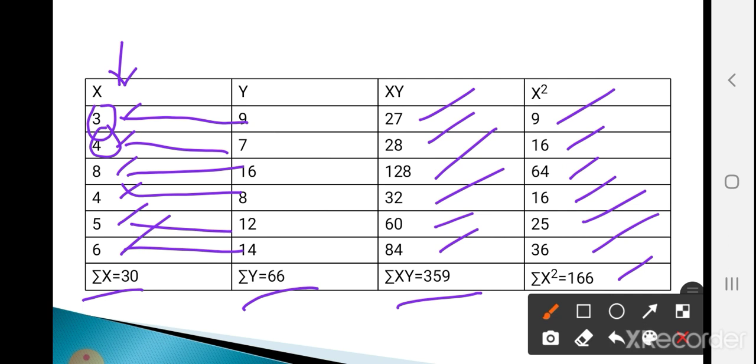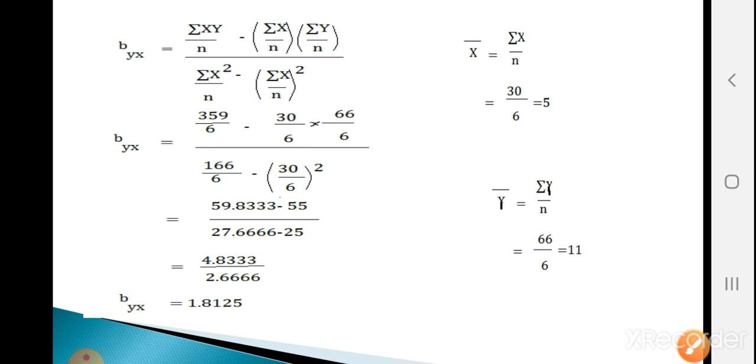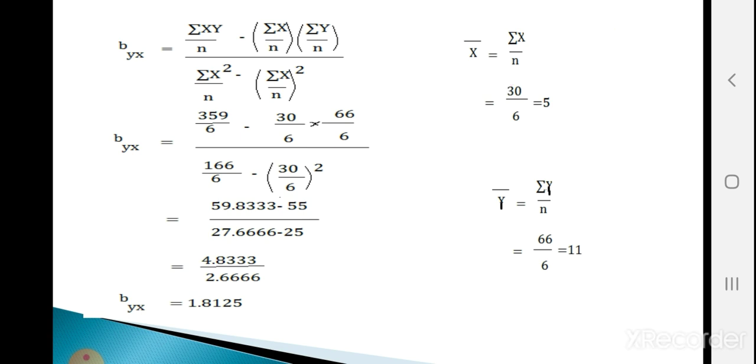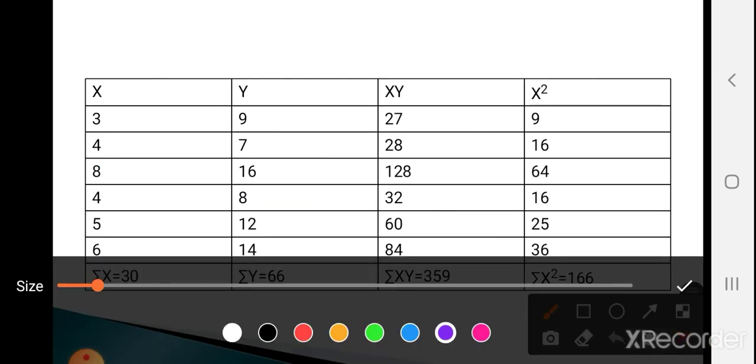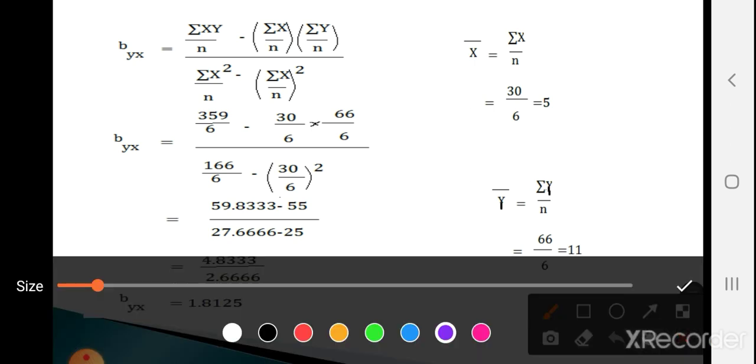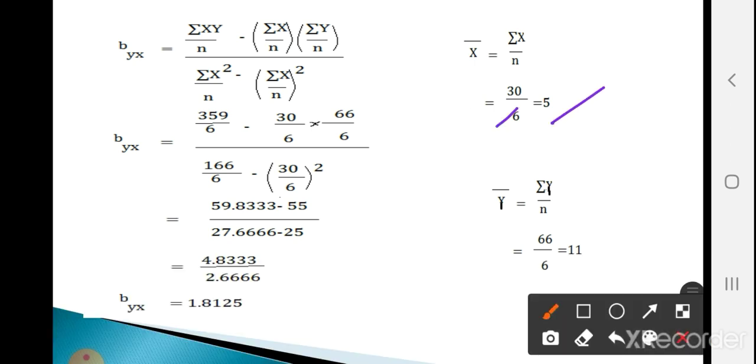Here we need to fit the regression line y on x. The formula for x bar is summation x upon n. Summation x is 30. So 30 divided by n, the total number of observations. Here we are given a total of 6 observations: 1, 2, 3, 4, 5 and 6. So n value is 6. So x bar is equal to 30 divided by 6, that is 5, and the y bar formula is summation y upon n. Summation y is 66, n is 6. So 66 divided by 6, that is 11.